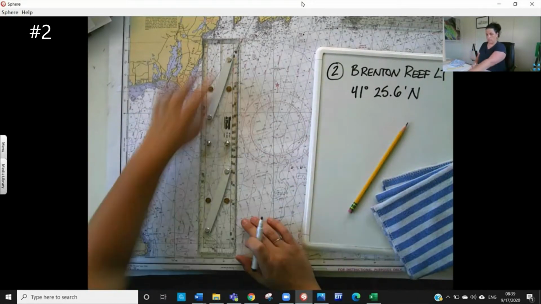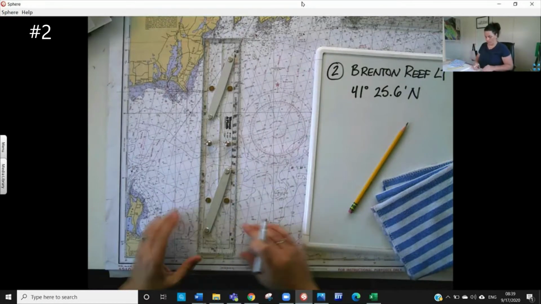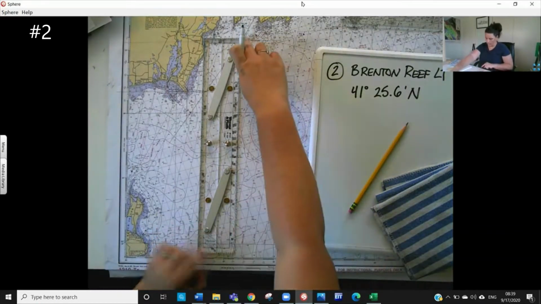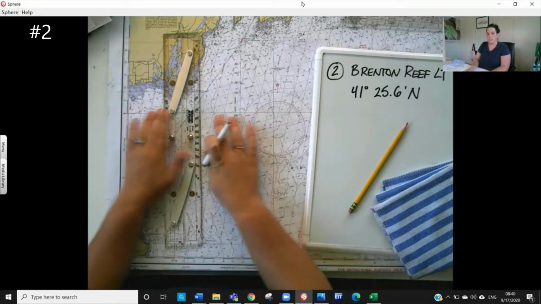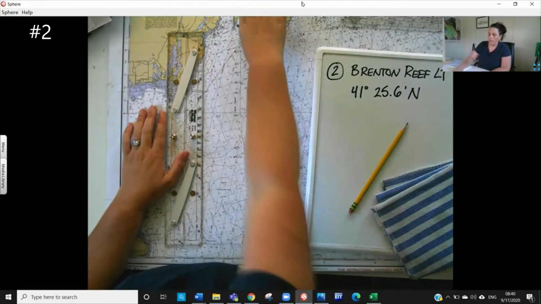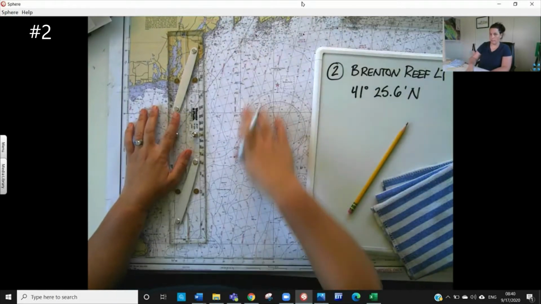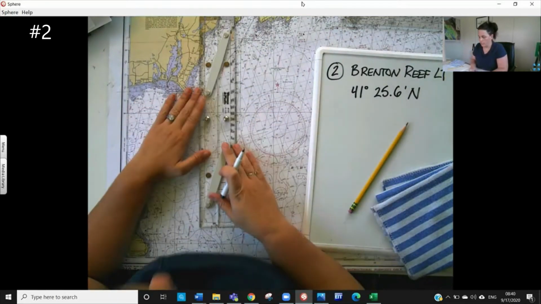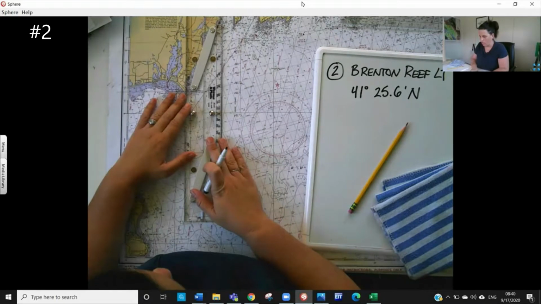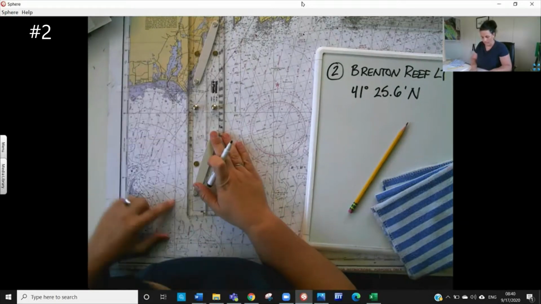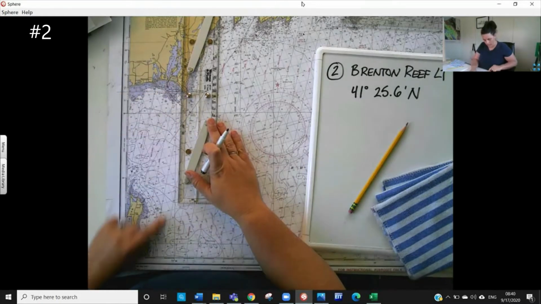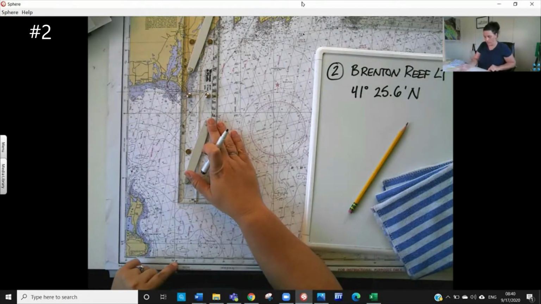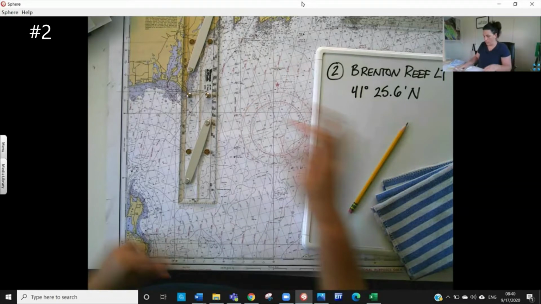My longitude, my roll or parallel ruler here won't reach from Breton down to the bottom. So I'm going to have to go to just the nearest latitude line. You could use either one. Again, I'm just going to use this one because it's on the screen. So I'm going to line up the longitude line using 71 31. Again, you could use this one as well. It doesn't matter.